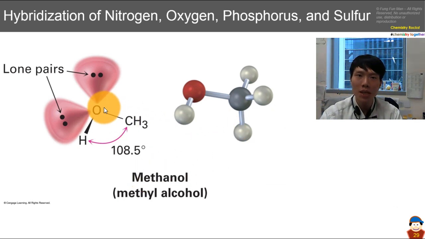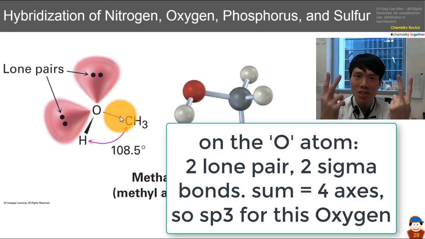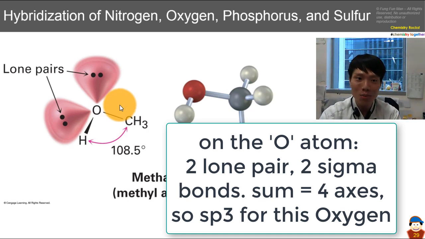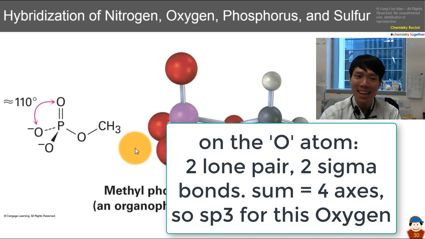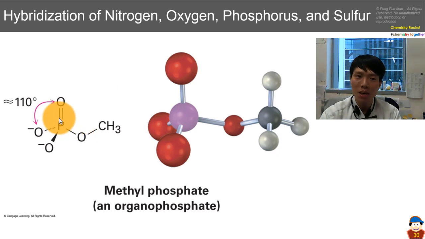For methanol, oxygen, same thing. 2 lone pairs, 2 sigma bonds, sum of them is 4, sp3 hybridized for this oxygen. And next, for phosphorus. Now, this is a double bond, but a double bond has 1 sigma bond and 1 pi bond. We only count the sigma bond. So sigma 1, 2, 3, 4. There's no lone pair, so again the sum is 4, sp3 hybridized phosphorus. In this case, it's the organophosphate phosphate group found in ATP, ADP, your energy currency.